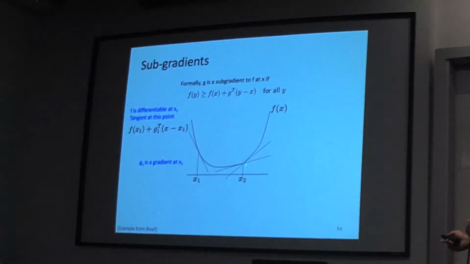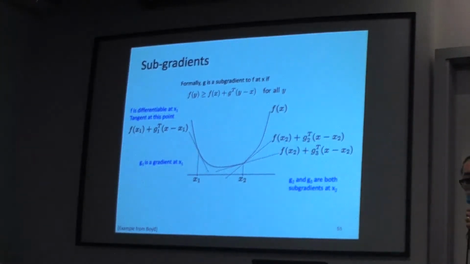Now let us look at x2. We know f at x2 is not differentiable. So now we can see we can draw quite a few subtangent lines. Like this line which crosses x2, f of x2 with slope g2, and this line with slope g3. Both lines stay below the entire function body, and of course go through this point of the function. So both g2 and g3 are subtangent lines, and g2 and g3 are subgradients.